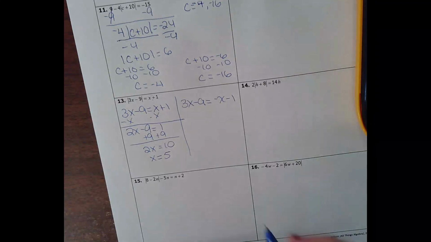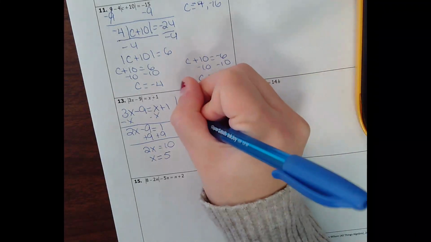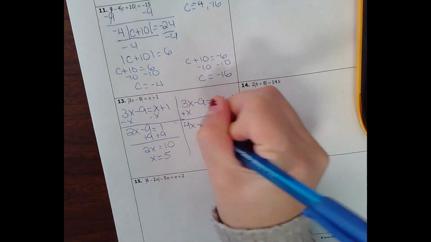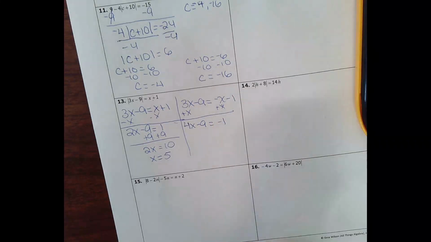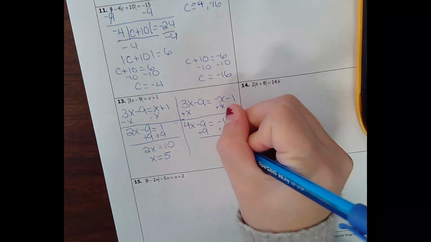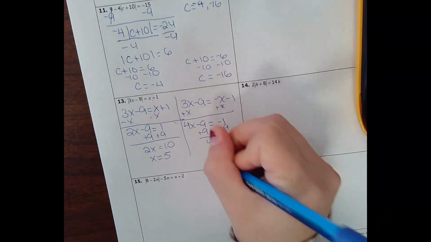I'll do the same thing on this side. I like to keep my x's together, but this time, since it's a negative x, I'm going to add x. So I get 4x minus 9 equals negative 1. I'm going to add 9. Get 8 equals 4x, so x must equal 2.